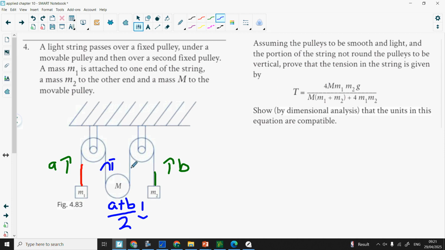T's everywhere. T on the way up. T is always going upwards, Jenny.